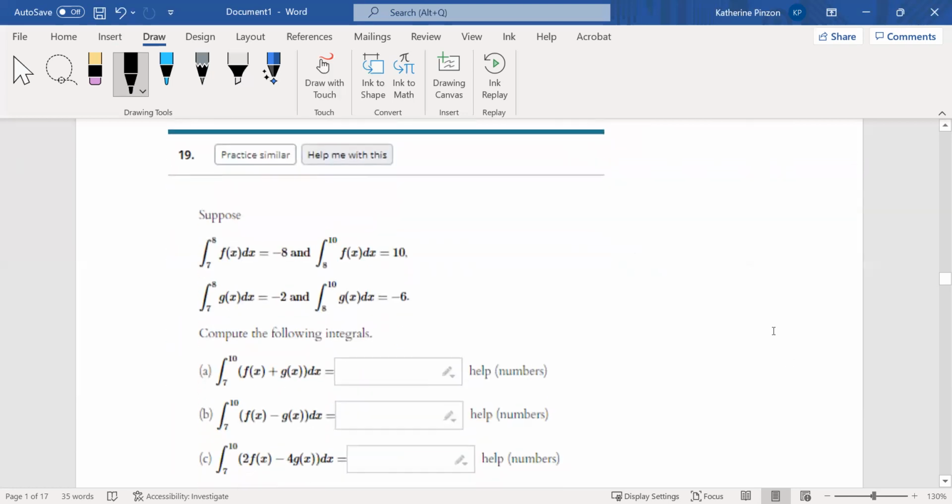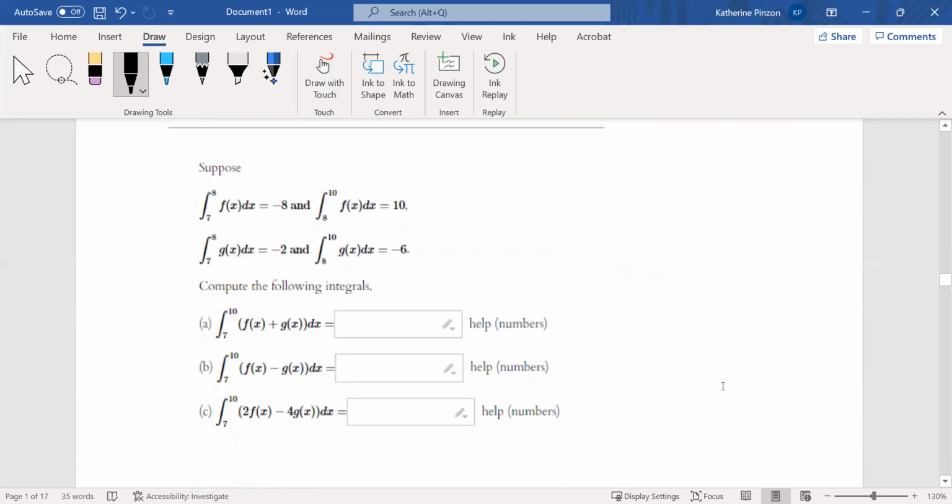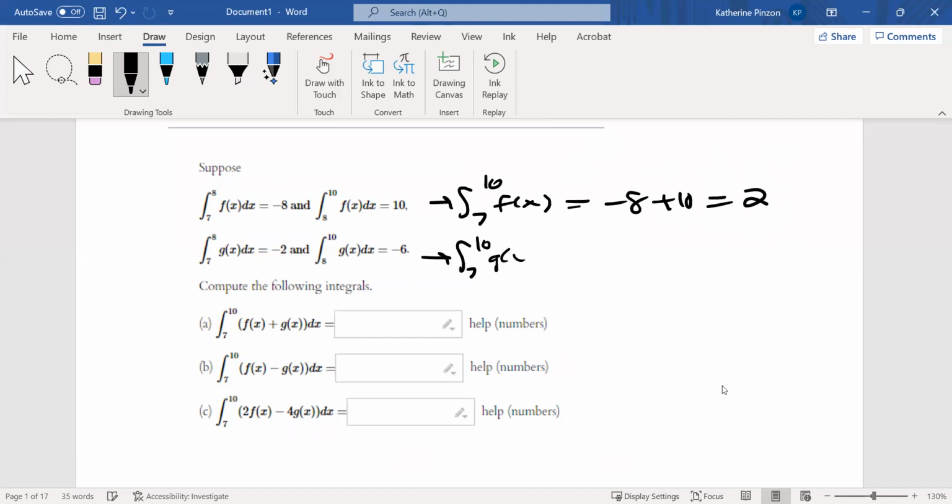Okay, 19. Notice that in 19, these three integrals all go from 7 to 10, right? If this integral goes from 7 to 8 and this integral goes from 8 to 10, how do I get an integral that goes from 7 to 10? Add them up. Yeah. So to go from 7 to 10, I'm just going to add these two things together. Same thing here. To go from 7 to 10, I'm just going to add these two things together.